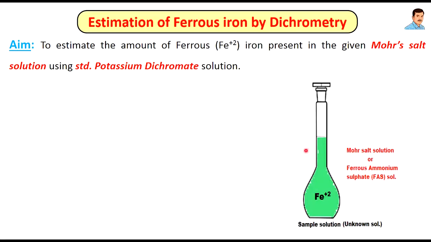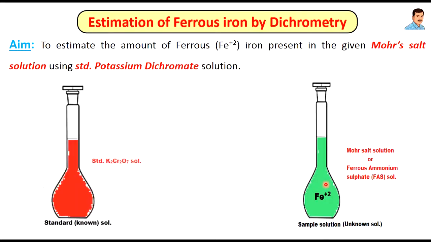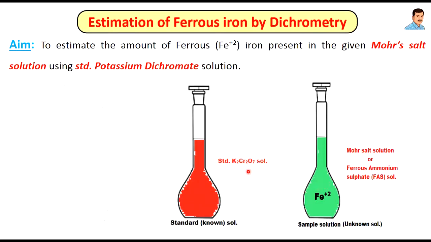In this experiment, the sample solution will be given, that is the Mohr's salt solution or ferrous ammonium sulfate solution. In that sample solution, ferrous iron is present, Fe plus 2 iron. That ferrous iron concentration we have to determine. And for this determination, we use standard potassium dichromate solution. Potassium dichromate is an oxidizing agent. We are using the known concentration potassium dichromate solution. This is that one. And this technique is called dichrometry.